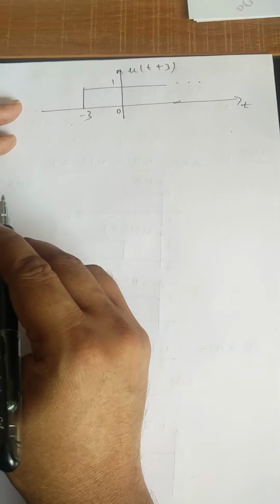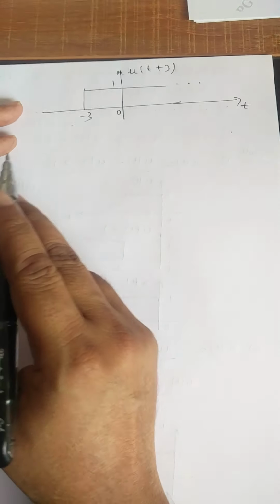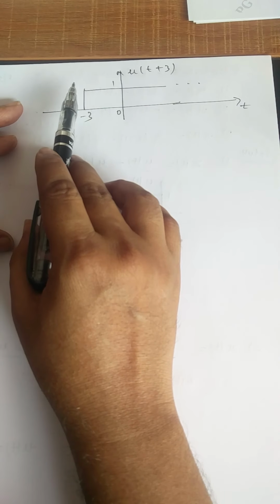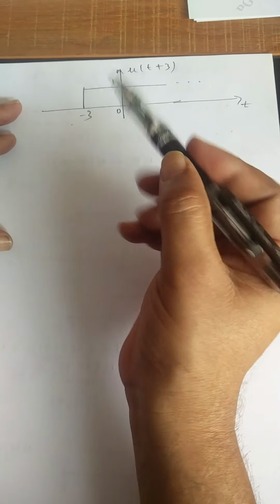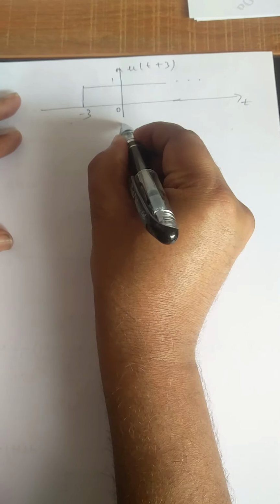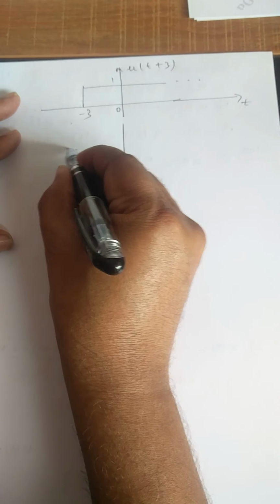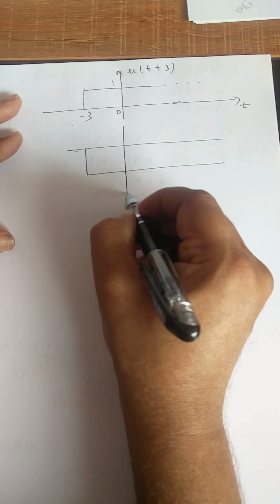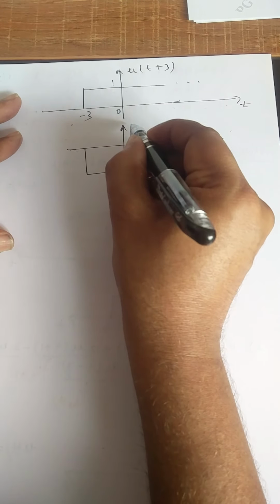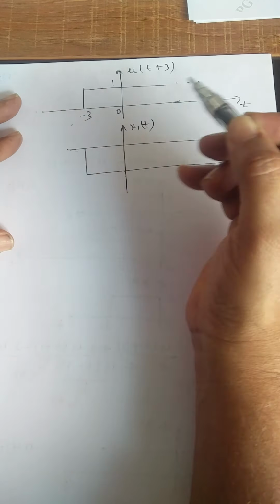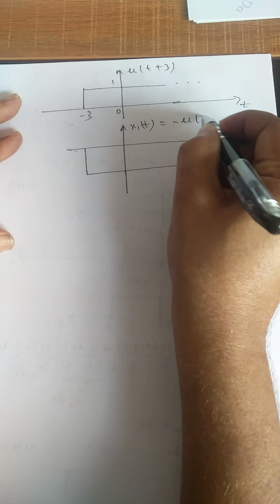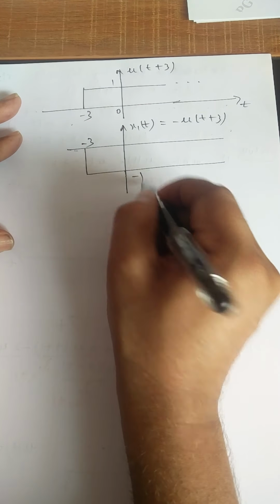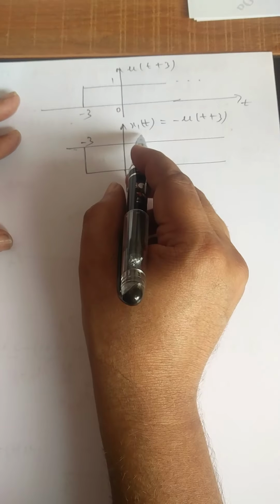What is minus of u of t? Outside it is multiplied by a negative sign. That is amplitude scaling. When this positive amplitude is multiplied by a negative sign, it will become minus 1. That means it is the same signal. This is the x1 of t, where x1 of t is equal to minus of u of t plus 3. This is at minus 3. This value will become minus 1. Okay, this is x1 of t.